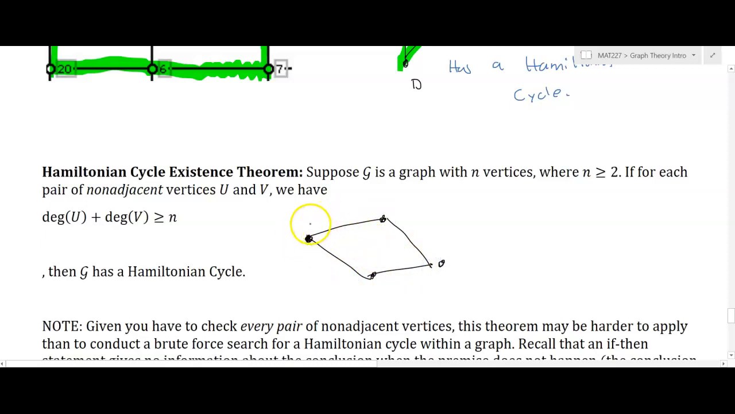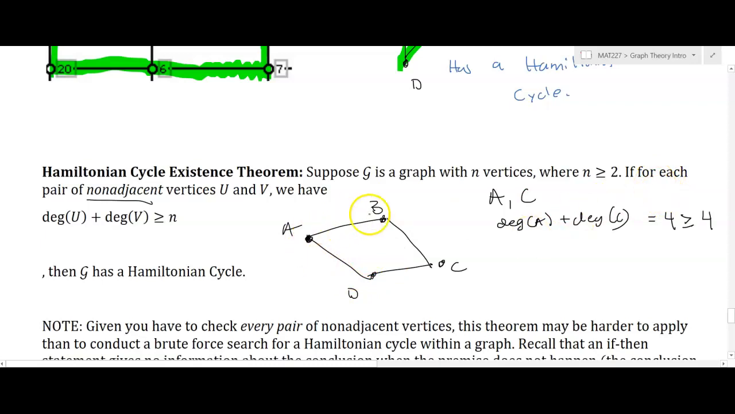For instance, this does have a cycle because I can just go around this shape. But if I looked at this theorem, this would say that I have to sum the degrees of vertices that are non-adjacent. So for example, A and B are adjacent, A and D are adjacent, so I can only look at A and C. And the degree of A plus the degree of C, well, A has degree 2, C has degree 2, it's equal to 4, which is in fact greater than or equal to the number of vertices we have in this graph. We have 4 vertices in this graph, and so we've satisfied that condition.